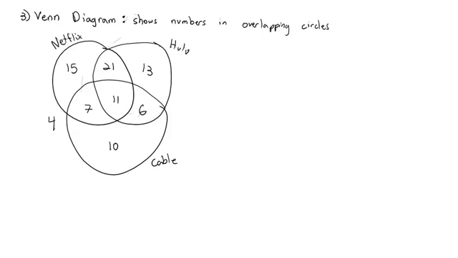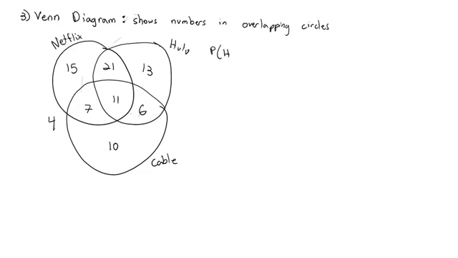What those numbers represent is how many fall in those ranges. For example, that 21 falls both in the Netflix and Hulu circle. Those 21 people get their movies from both Netflix and Hulu. Notice the 7 are people who get Netflix and cable. 6 are people who get Hulu and cable. 4, outside of the circle, are people who use none of these services. And the 11 in the center use all 3. Similar to the contingency table, we can use these Venn diagrams to pull the information off that we want.